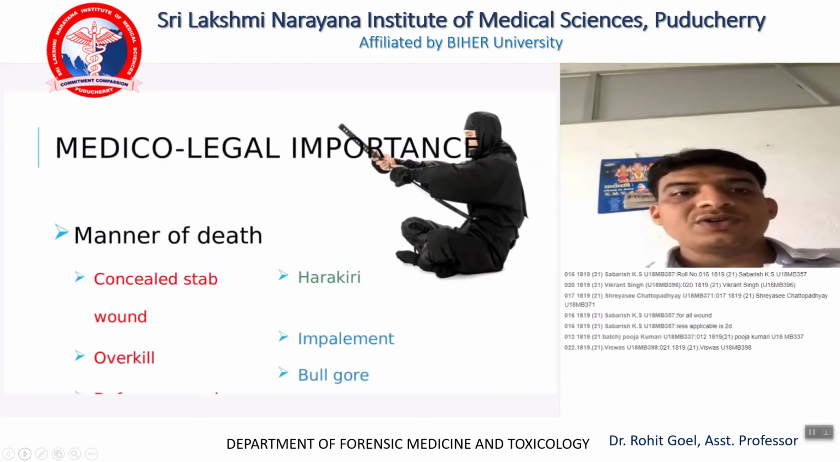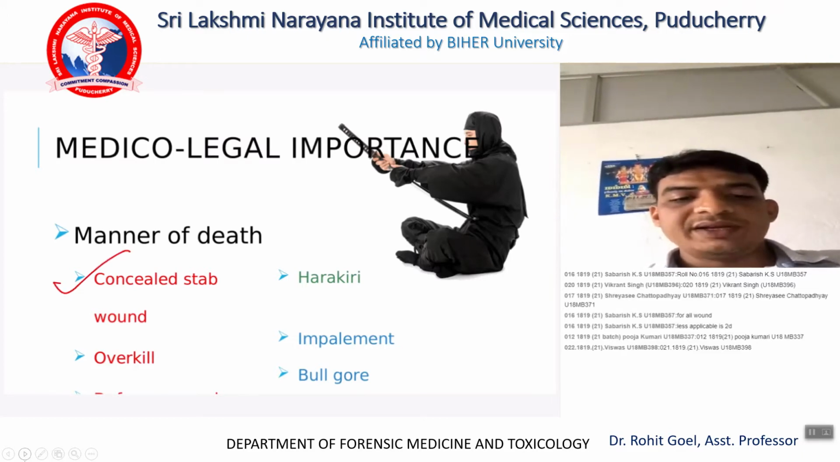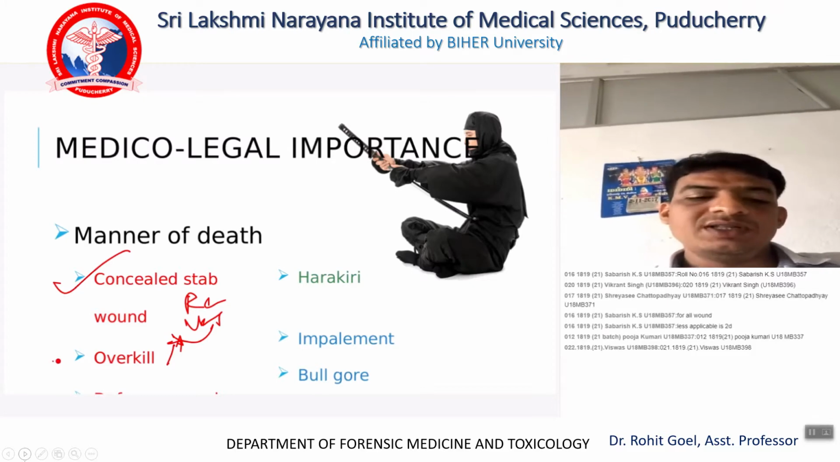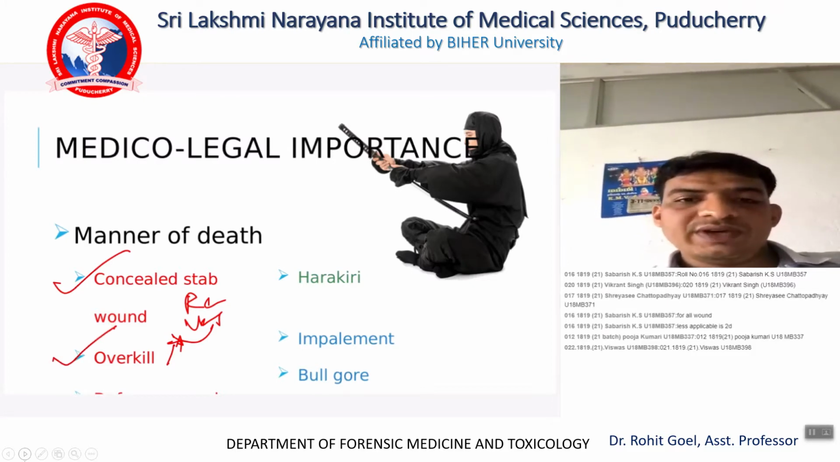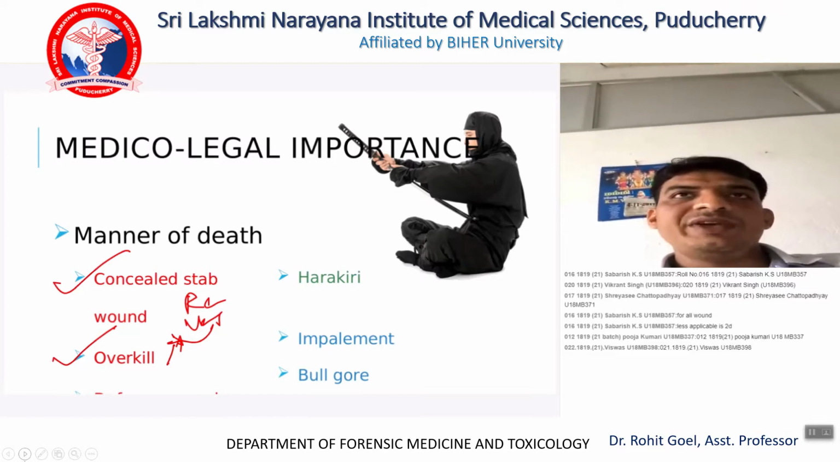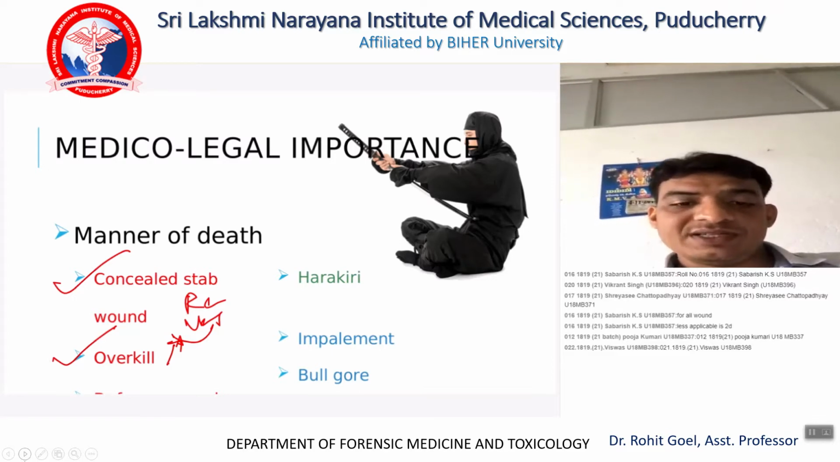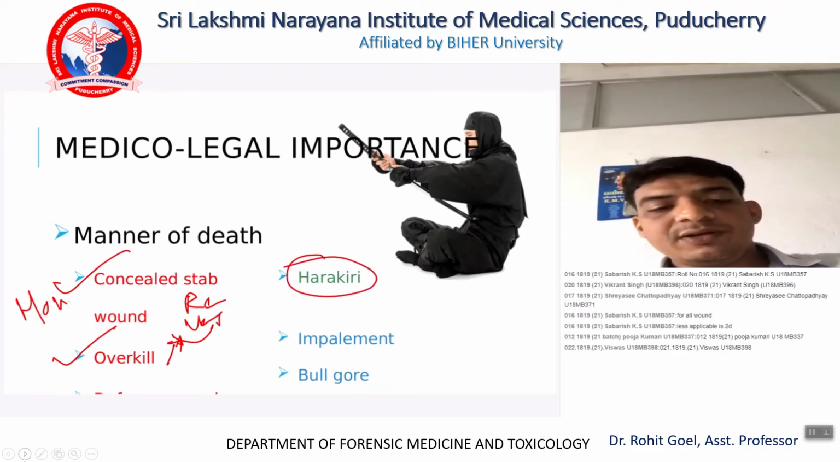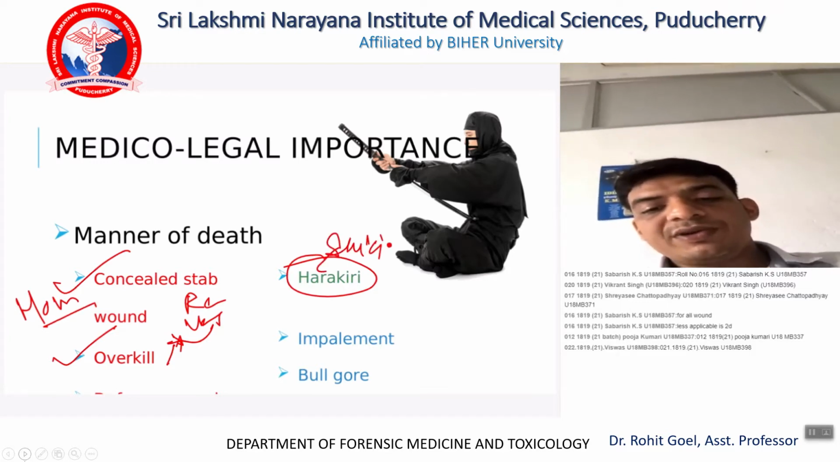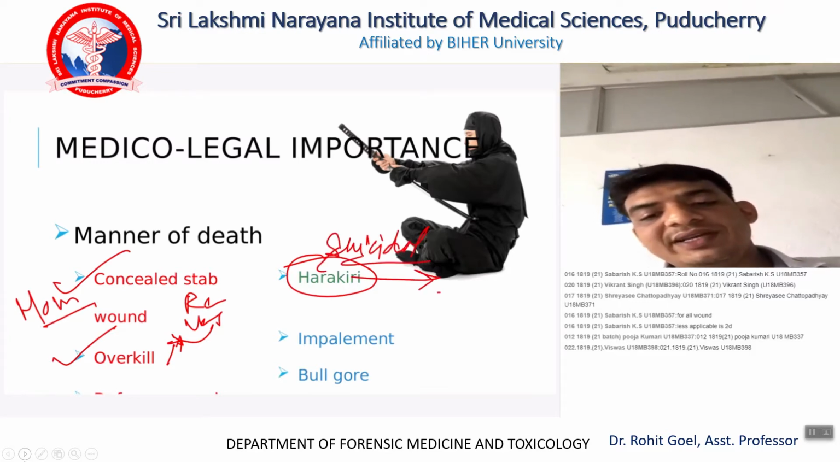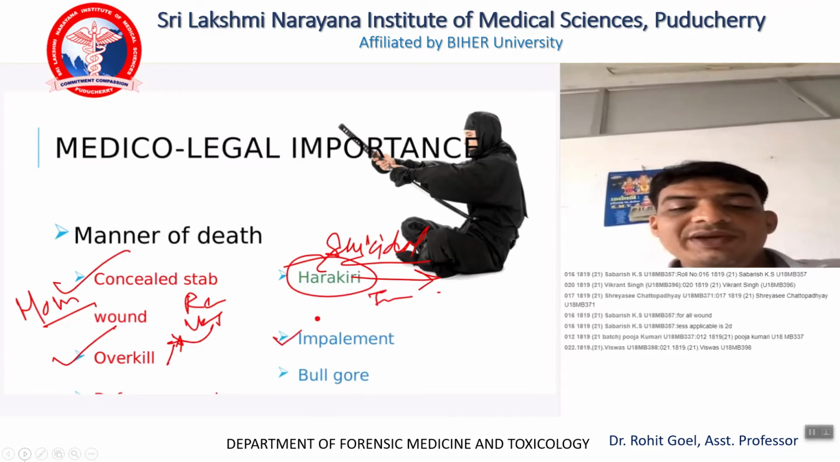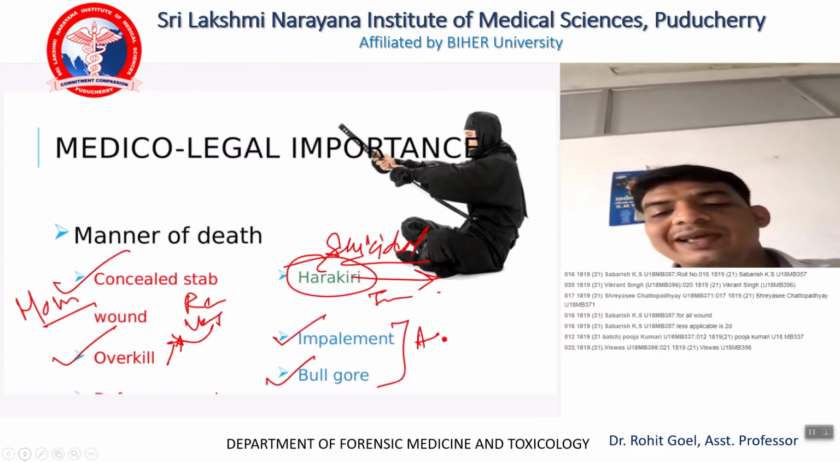Medico-legal importance: we saw concealed wounds. It can be at certain sites, like in the case of the rectum, the vagina, or just below the breasts. There can be concealed stab wounds which would affect the vital organs. Overkill is seen in stab wounds where a person, because of jealousy, keeps on stabbing even after the victim has died. There can be harakiri, which is suicidal in nature. This is homicidal. This is suicidal, where a person stabs himself and laterally incises the wound, laterally ends the wound. That will be an incised stab. Impalement injury and bull gore injuries are seen in accidental scenarios.